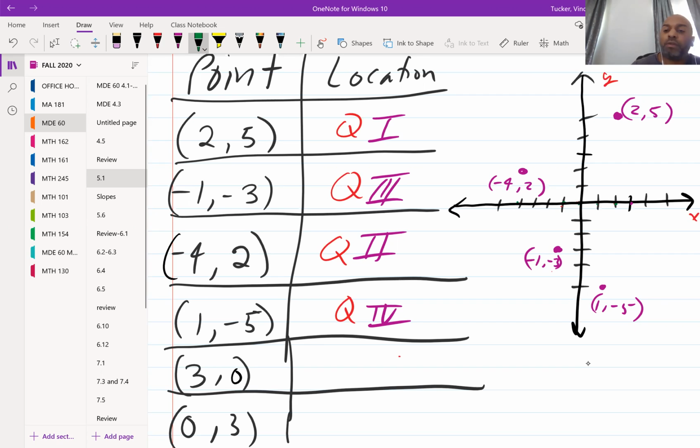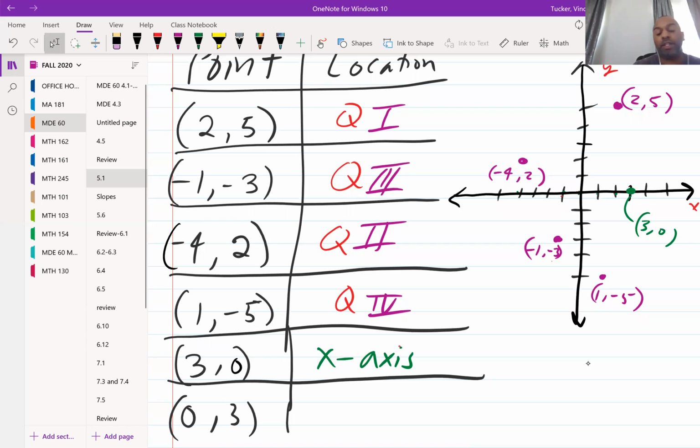All right, so for the next 2 points, once again, you start at your origin. Now notice for 3, 0, you go to the right 3, that's your X move, but then you don't move up or down for Y at all because Y is 0. And that is on your X-axis. So it's not in a quadrant at all. It's on your X-axis. And then for 0, 3, you don't move left or right for X because it's 0, and then you move up 3. That's 0, 3, so that's on your Y-axis.